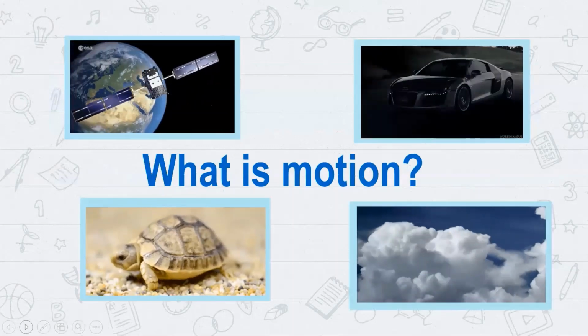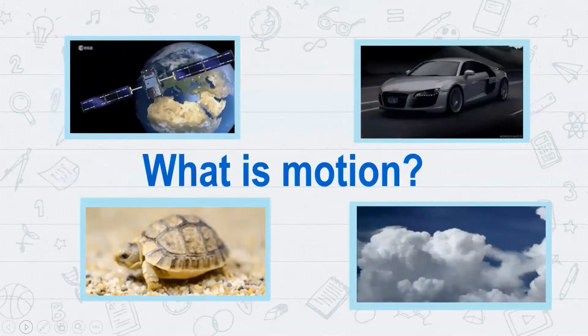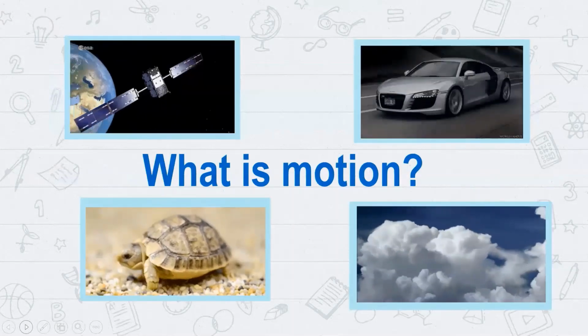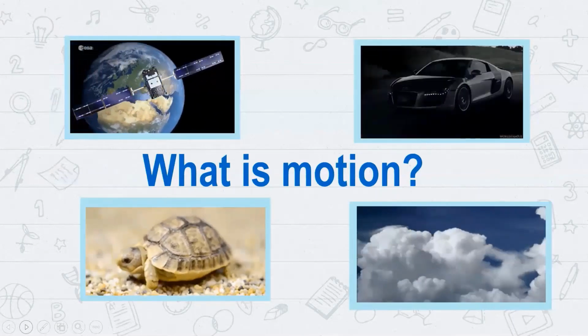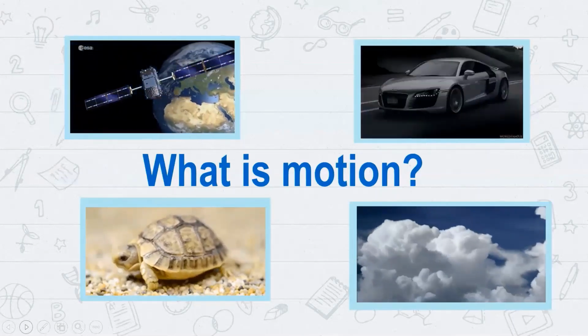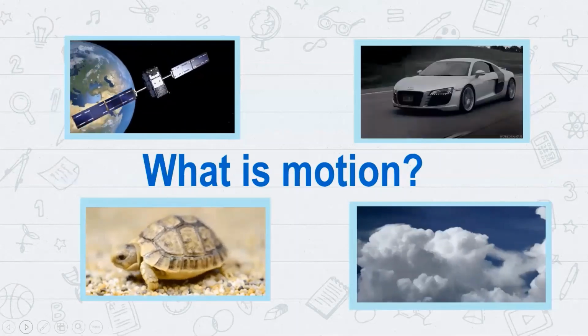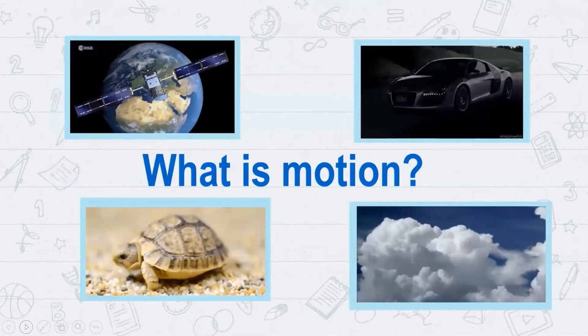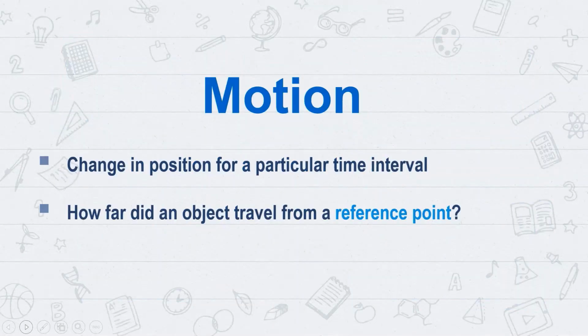Before we dive into these two concepts, let us first define motion. What is motion? Take a look at these animations. Right, all of them are moving. Motion refers to any change in position for a particular time interval. In other words, we can define motion by asking the question, how far did an object travel from a reference point?